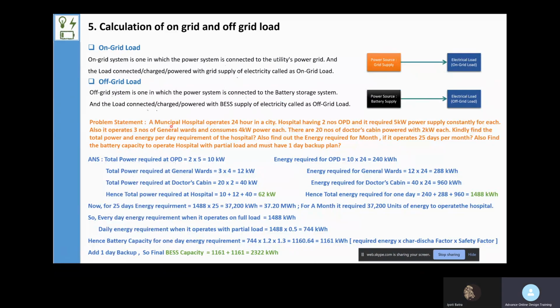What is the problem statement? Municipal hospital operates. Do you have a calculator with you?